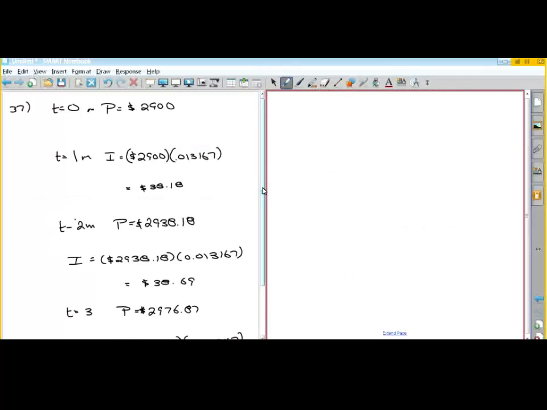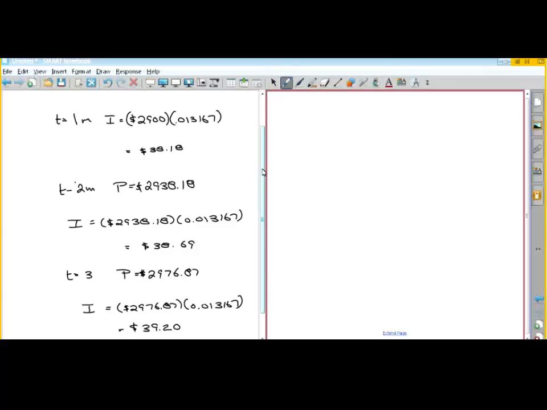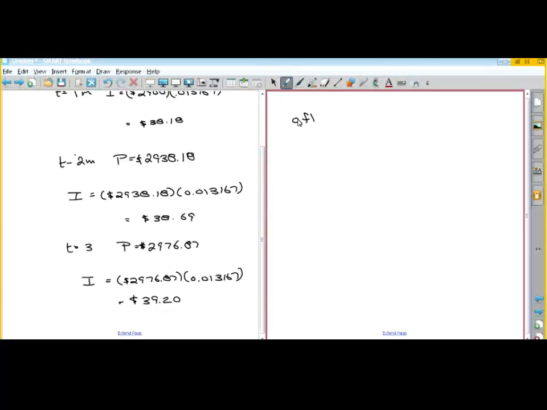Okay, so that's the interest. Now, what happens is after 3 months, you have this balance after 2 months plus the interest during the third month. So these are the answers to problem 37: 38.18, 38.69, 39.20. Problem 38 says how much interest do you pay. So you just add these three numbers together.